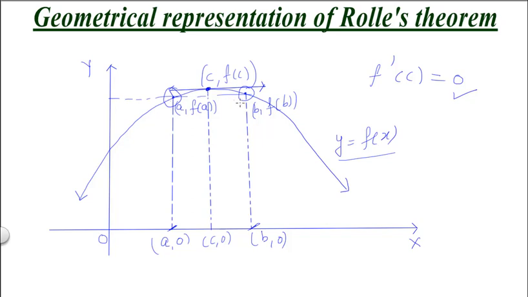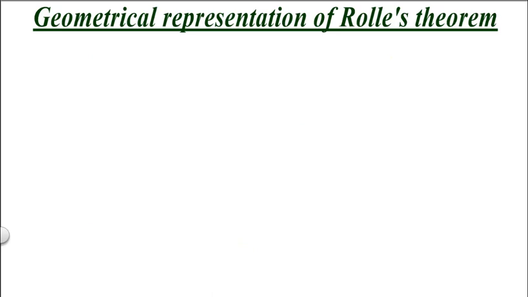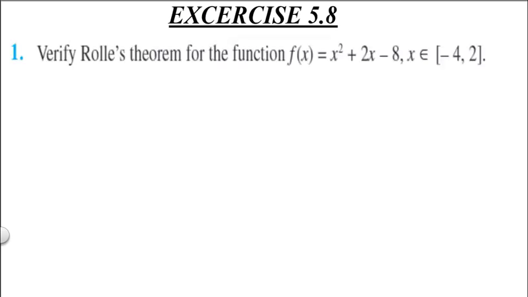So when f of a and f of b are equal, the function you see is continuous as well as differentiable in between this interval. Hence f dash c will be equal to 0. So we have to actually calculate that point c using Rolle's theorem. Clear? So we will do some questions on Rolle's theorem to understand it more clearly. I'll take exercise questions to explain how Rolle's theorem works.